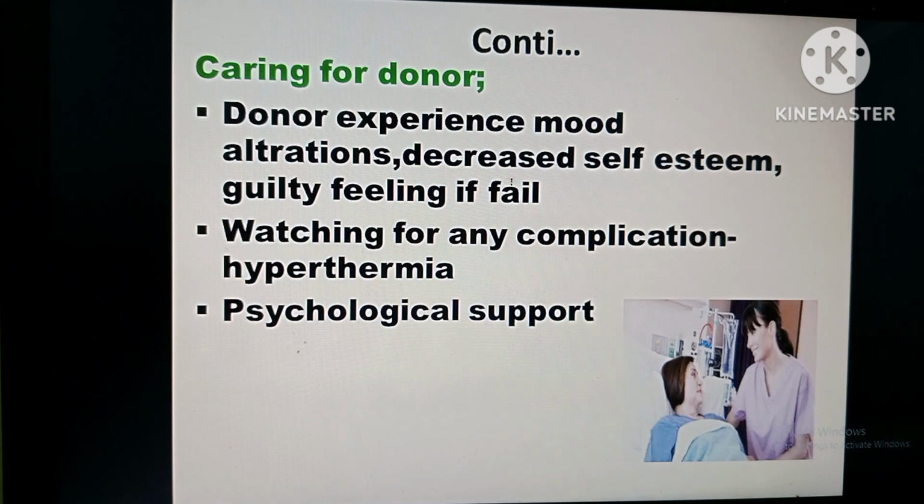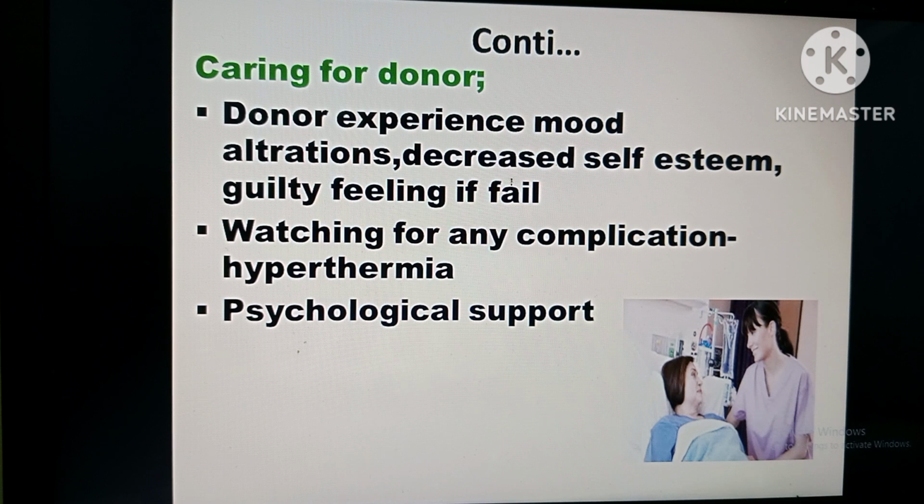So caring for the donor: at the same time we cannot neglect the donor. Recipient as well as donor, equal importance has to be given. The donor may experience mood alteration, decreased self-esteem, and guilty feelings if it fails, meaning if mismatched. Initially, when they check, it may be a match. After the transfusion, if any complication occurs, if something has happened to the patient, the donor may feel guilty: because of me, the client is suffering. In such a feeling, counseling is a must.